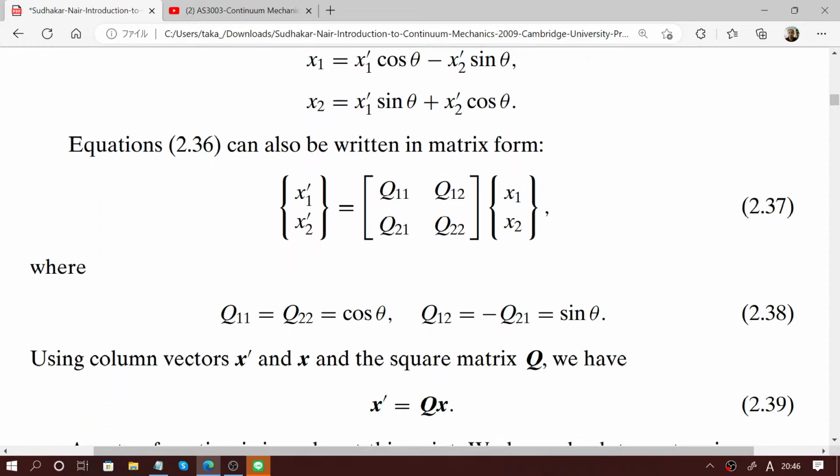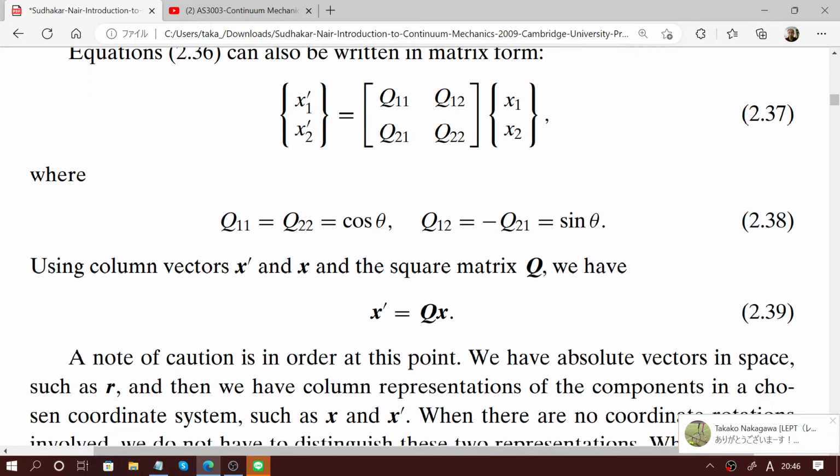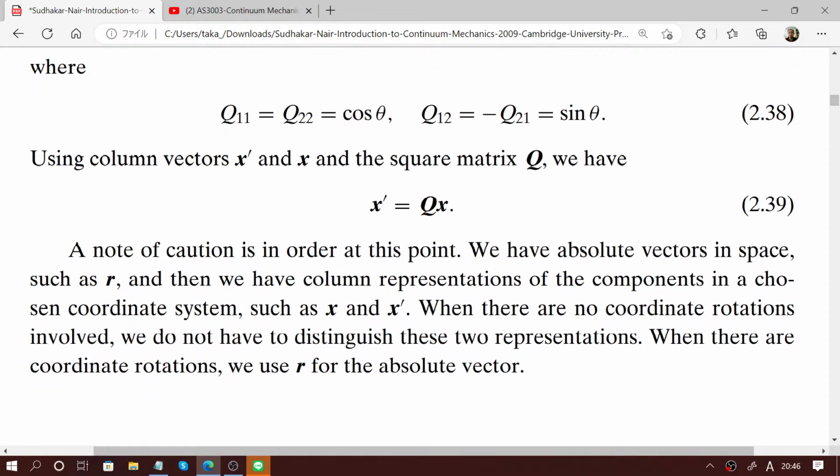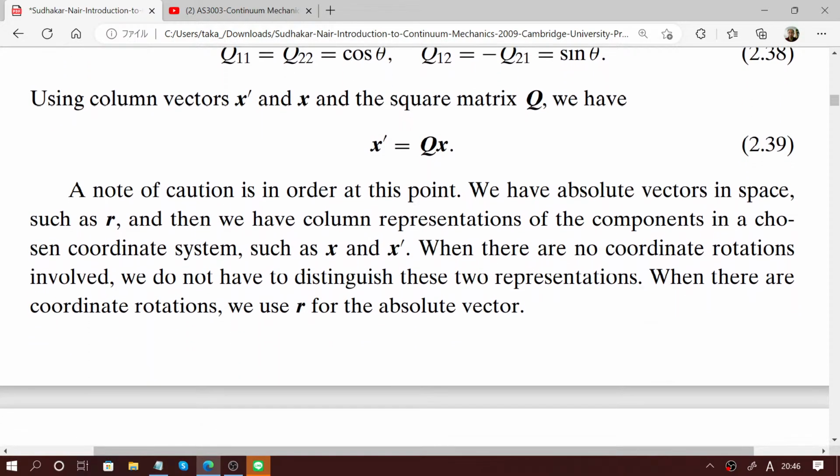Q11 equal Q22 equal cosine theta. Q12 equal minus Q21 equal sine theta. Using column vector x prime and x and square matrix Q, we have x prime equal Qx.